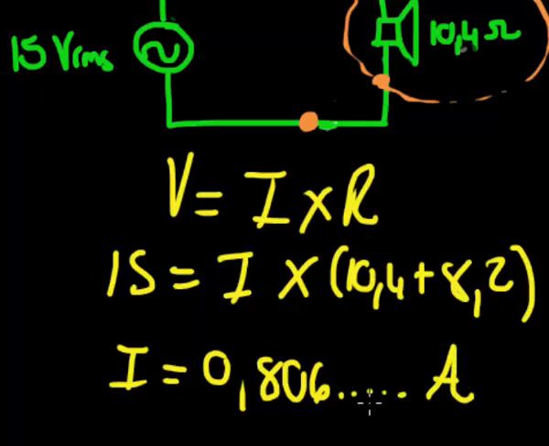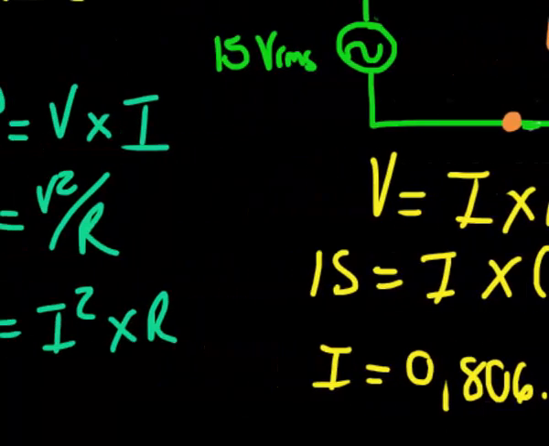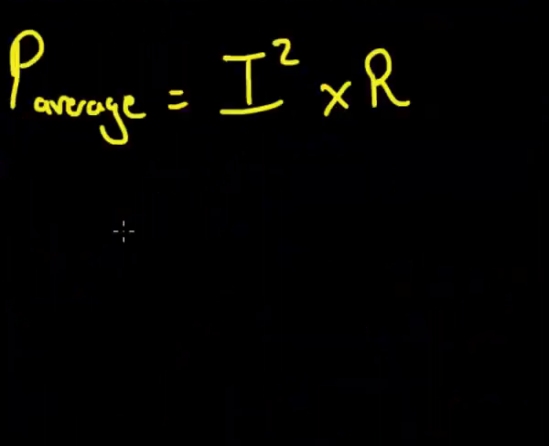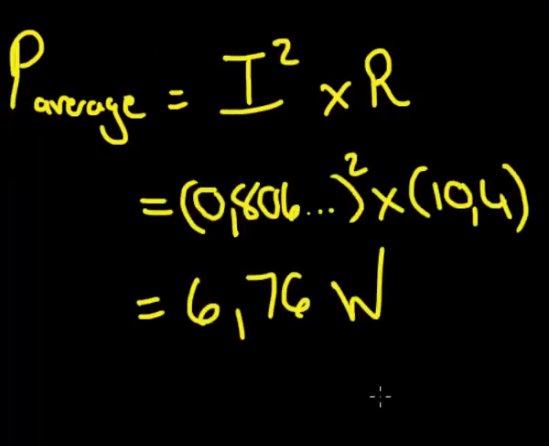Note that with a few decimal places, we do not round this off yet because this is not my final answer. So together with my current and my resistance, if I want to calculate the power, we're specifically using our last formula over here. And that is average power is equal to the current RMS squared times the resistance. Remember, we're using the whole of that current with all its decimal places, squared, times the resistance of only the speaker, because that is the power we want to calculate, which is 10.4, and that gives me a power of 6.76 watt.